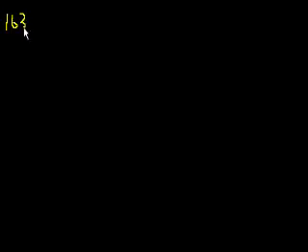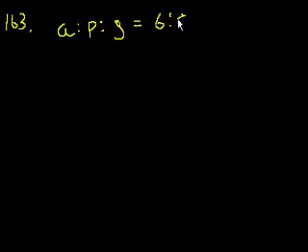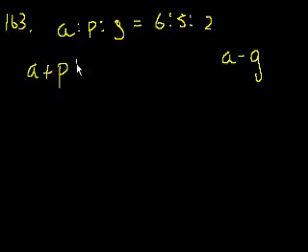163. A fruit salad mixture consists of apples, peaches, and grapes in the ratio, so the apples to peaches to grapes is equal to 6 to 5 to 2, respectively by weight. If 39 pounds of the mixture is prepared, the mixture includes how many more pounds of apples than grapes? So they want to figure out the apples minus the grapes. Okay, so they tell us that the apples plus the peaches plus the grapes is equal to 39 pounds.